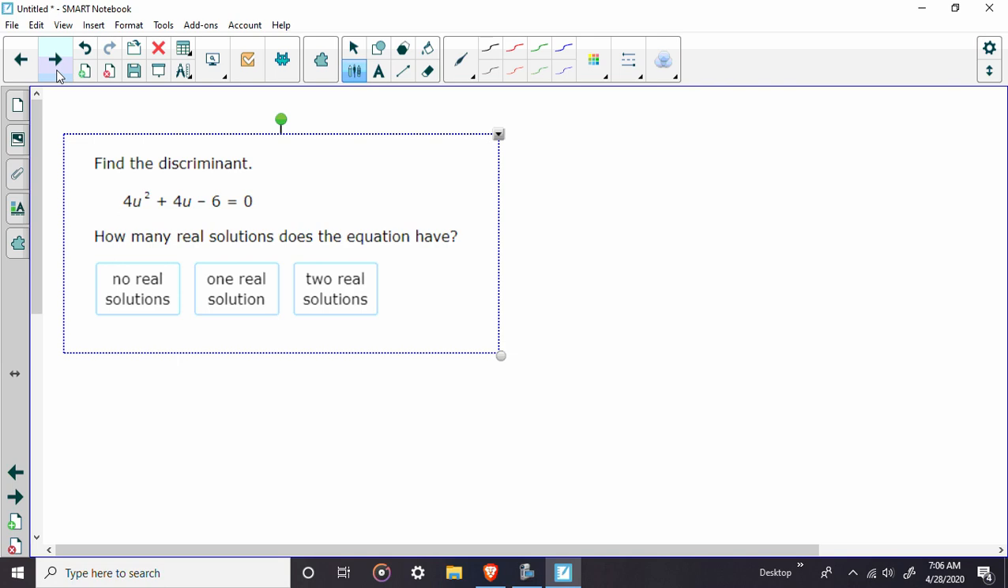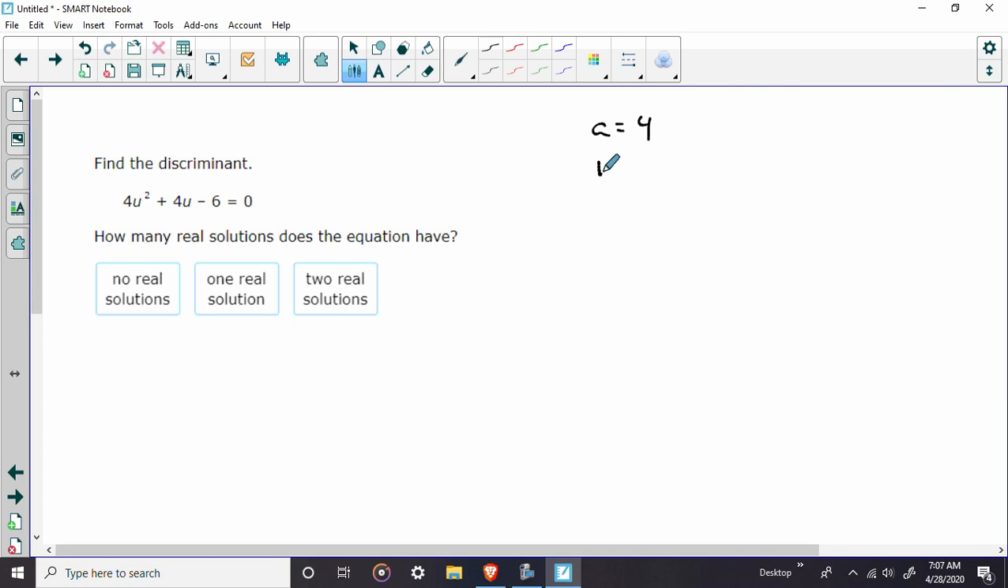Okay, let's find the discriminant. Again, in this case, A is 4, B is 4, and C is -6. Don't forget to bring that negative sign with you. This negative sign has to go with you. So what are we going to say? We're going to say B squared minus 4AC. That's going to be 4 squared minus 4 times 4 times -6. Well, 4 times 4 is 16.